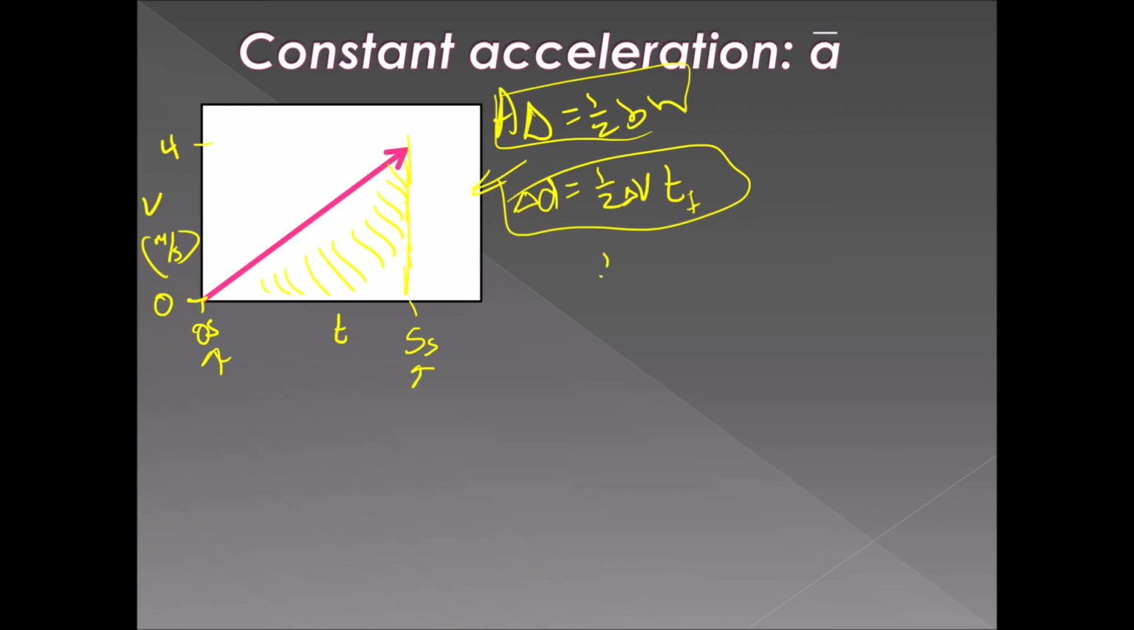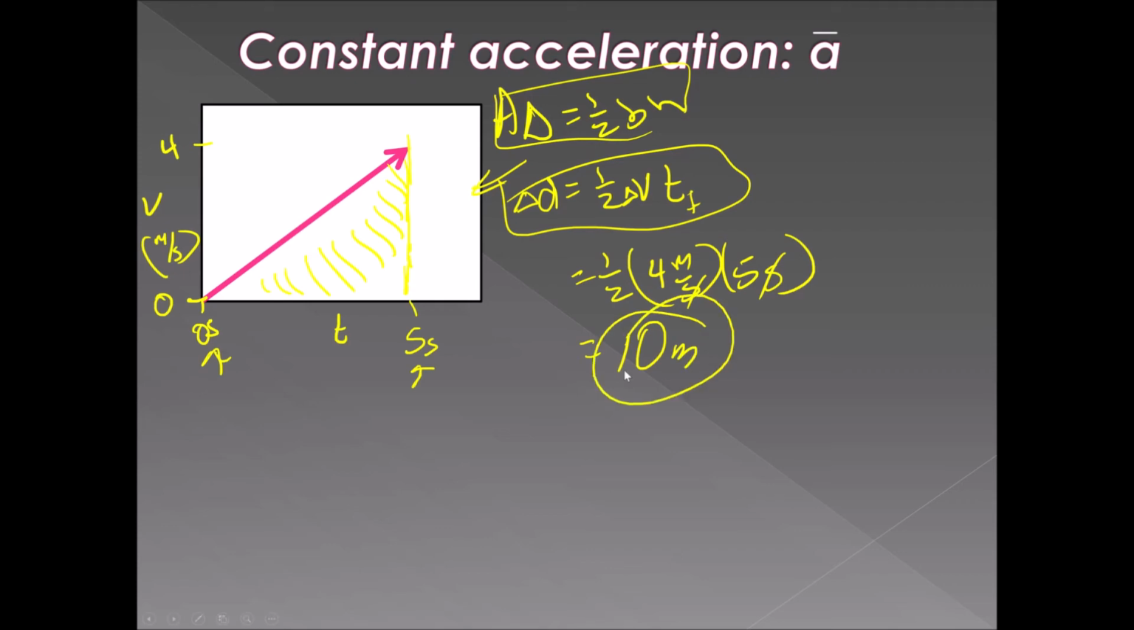So 1/2 our change in velocity, which was 4 minus 0, gives me 4 meters per second, times my change in time here, which is 5 seconds. Seconds will cancel, I'll be left with meters. So 1/2 of 4 is 2, times 5 gives me 10. And that is that.